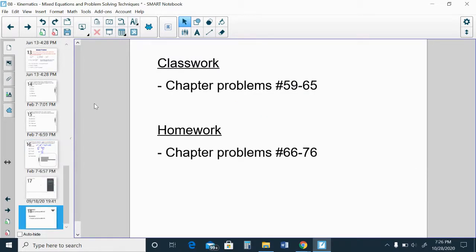Now the classwork problems that go along with this, the chapter problems, starting with number 59 through 76, those would be all of the mixed kinematics equations problems. If you have trouble with those, let me know so we can go over them in class.